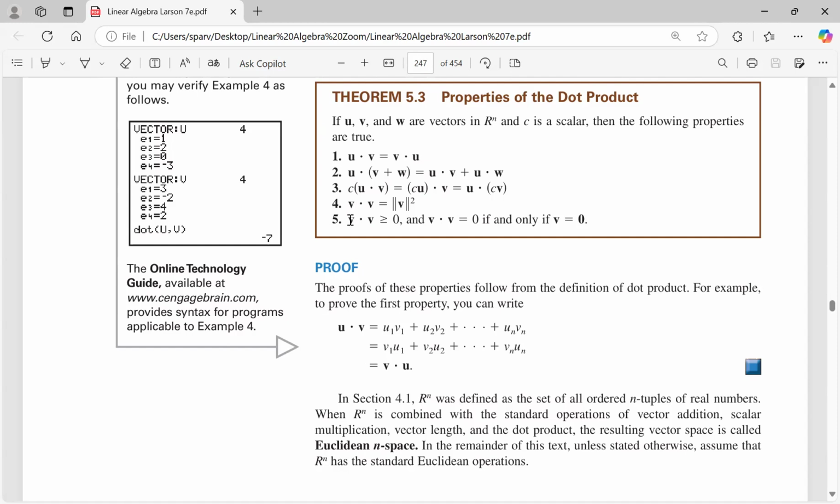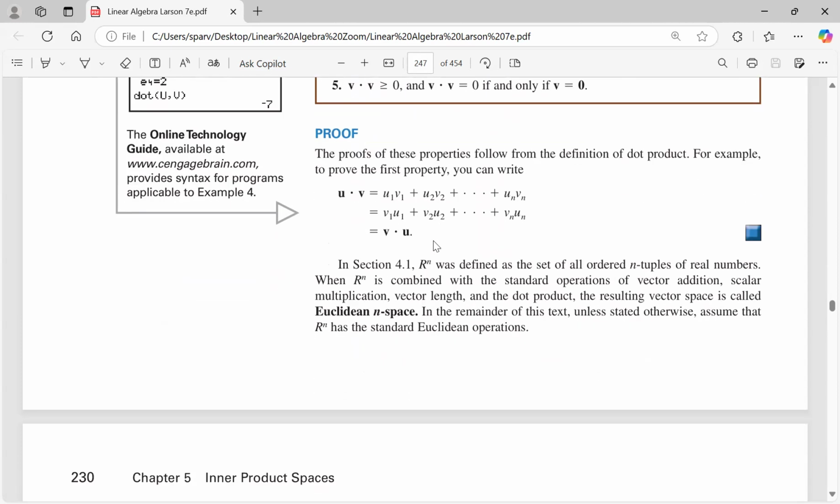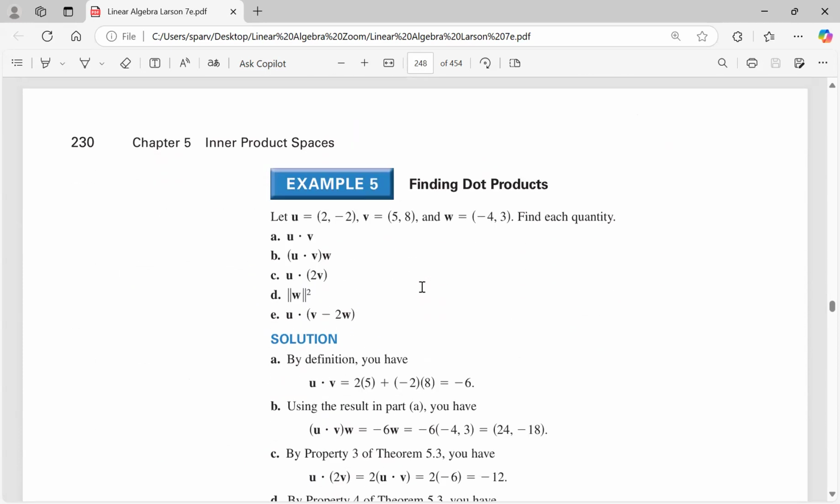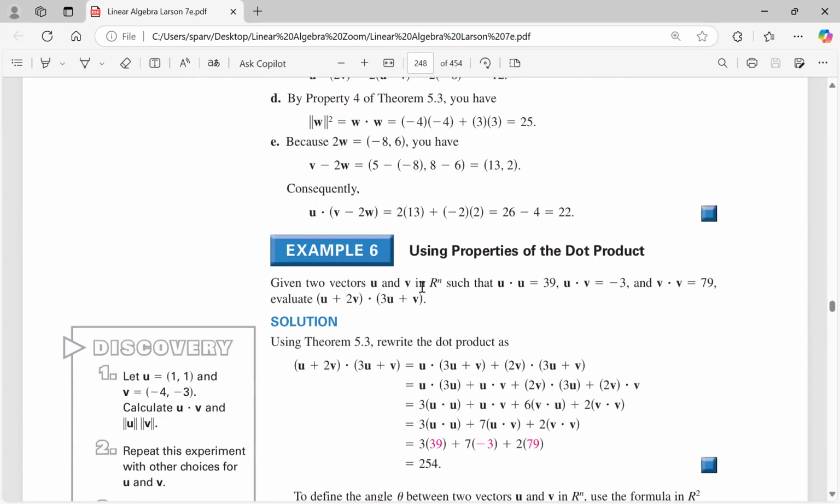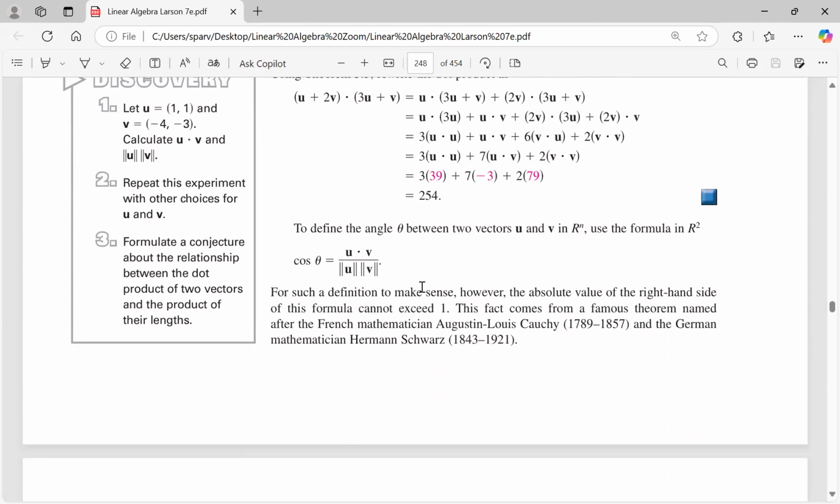V dot v, number 4 says the dot product of a vector by itself is positive, at least 0. And this one, v dot v, is the magnitude of v squared. So you can see the right side of this equation will be positive. Okay. So these are just some of the exercises or examples on properties of dot products.